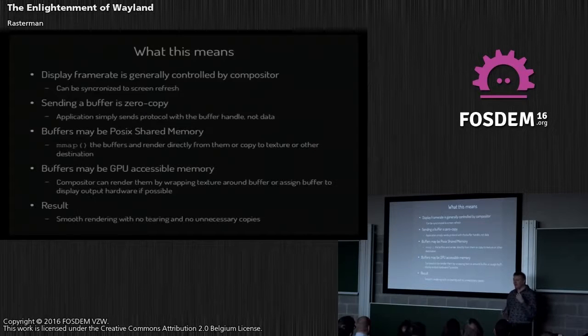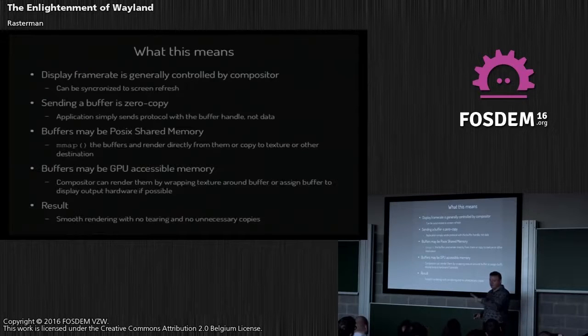So this means that display rate will be linked to your screen refresh rate, which is really good. It makes for much smoother animations. We basically can do everything zero copy. The catch is that maybe the compositor, if you've got shared memory buffers, has to actually copy the shared memory buffer to a texture. That's a compositor side detail.